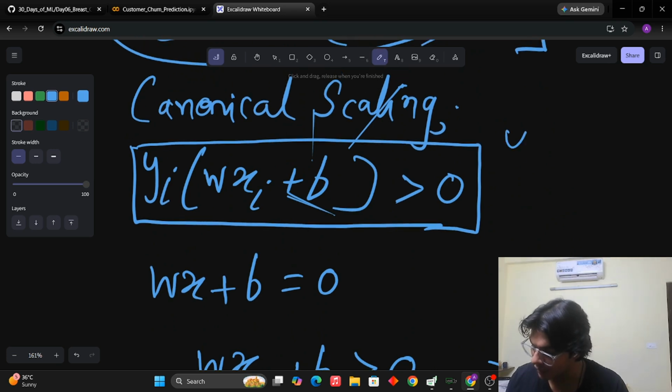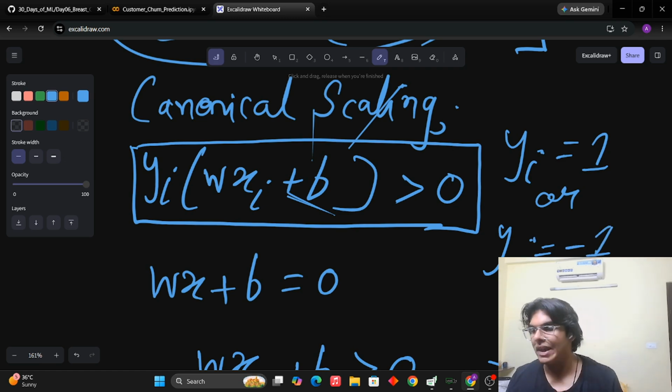So yi is going to be nothing but either +1 or -1. Okay, so this is a very neat trick. This is basically a basic scaling trick. So now we have a definite equation of the hyperplane, and we move forward using this equation.